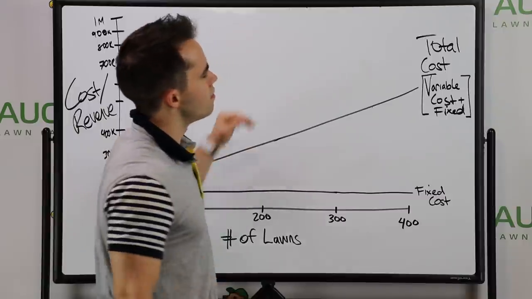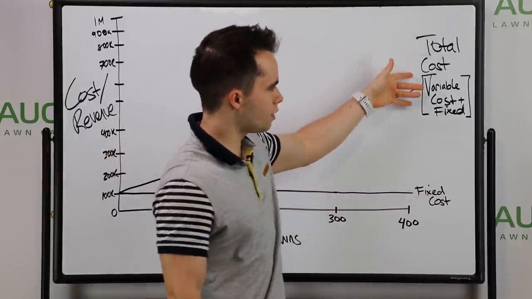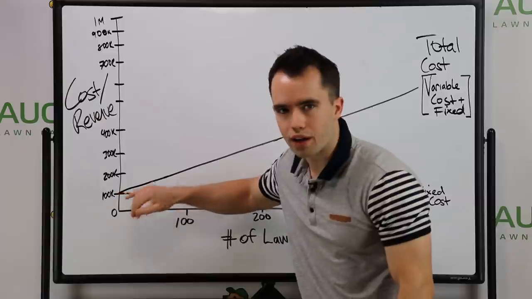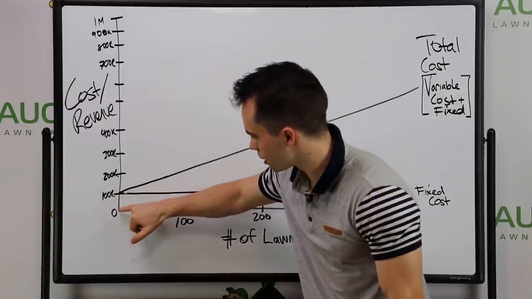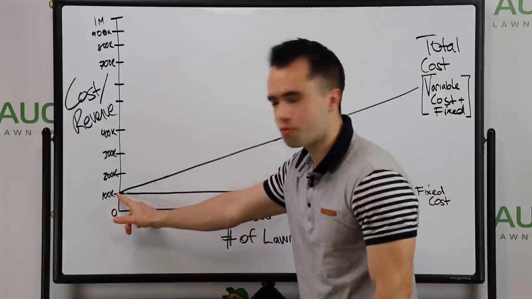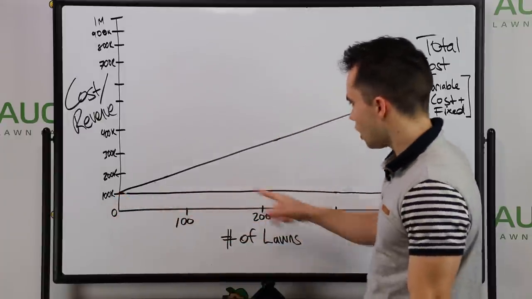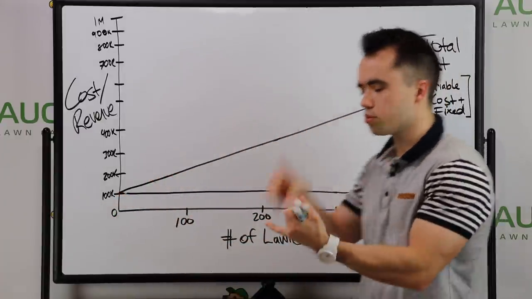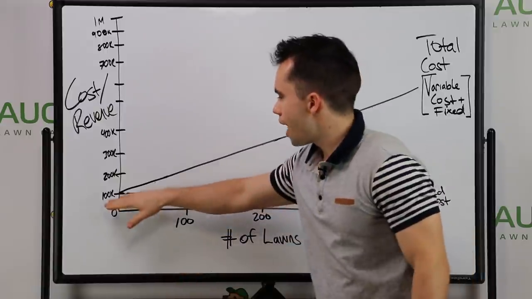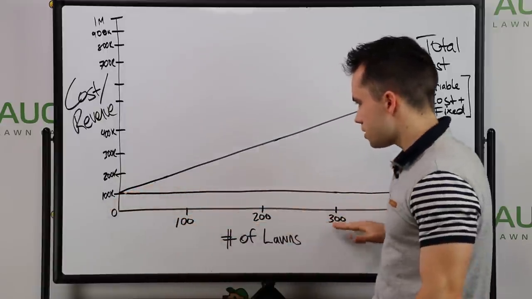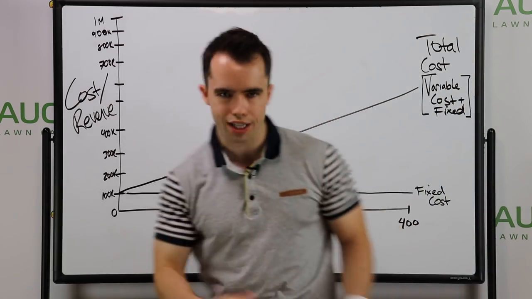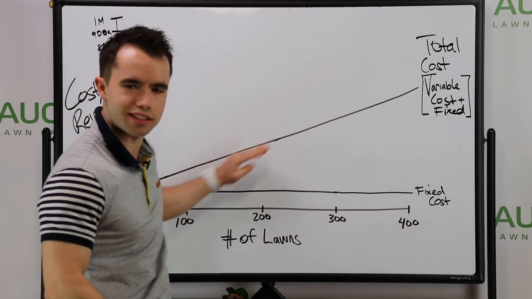Here, we have total costs, which is variable costs plus fixed. That's why it starts from where the fixed cost is here. It doesn't start at zero, because a fixed cost is, it doesn't matter if you have zero lawns, you're still gonna be paying your fixed cost. But as you get more lawns, you're gonna have more variable costs because you get employees and more trucks and you do advertising and all the rest of it. So as your business grows and you get more lawns, you're gonna also have a growing amount of variable cost, and therefore your total cost is going to rise. So that's what this angle is right here, right?